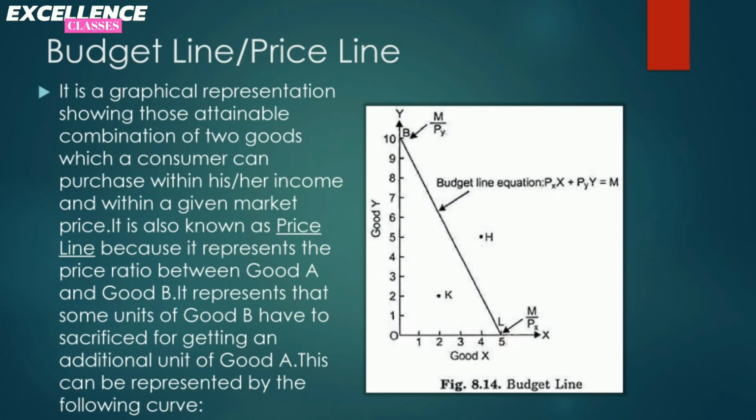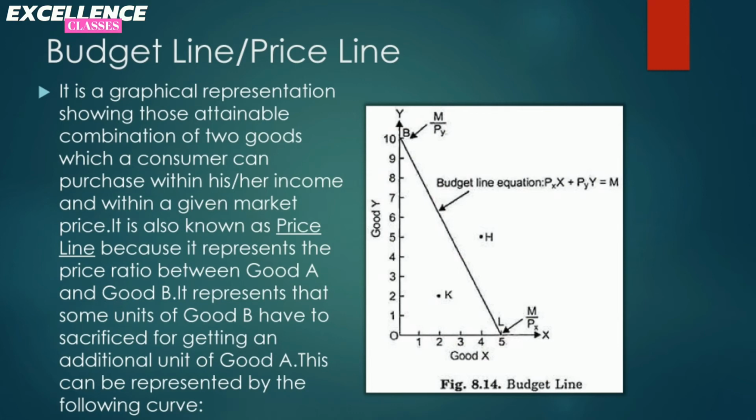This can be represented by the following curve. In the curve, the line BL represents the budget line, which means that the consumer can afford to purchase only those combinations of goods present on this line as well as those present inside portion of this line, like K. The consumer cannot afford to purchase points outside the budget line like H.